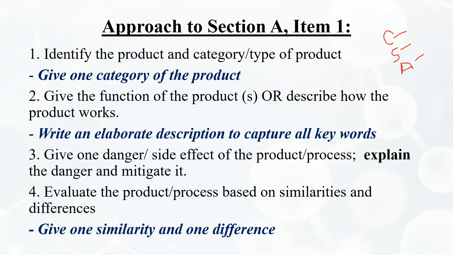Now look at this. When a question is set in Section A, item number 1, what do we do? Number 1 is to identify the product. You identify the product and categorize it. Give the category of the product. We just give only one. We don't give very many. Give only one category of the product.